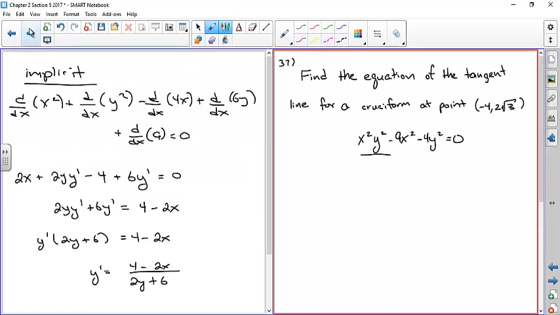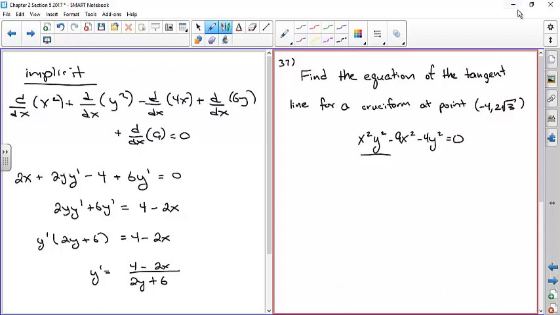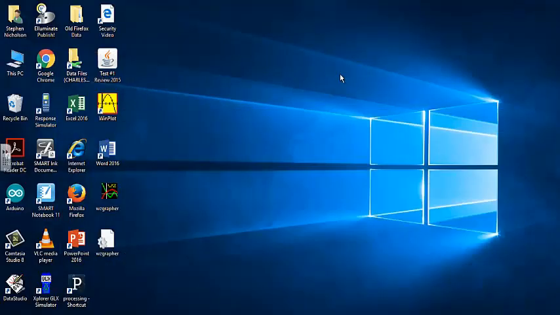And then the final thing is find the equation of the tangent line for the cruciform at the point -4, 2 times the square root of 3. So let's actually plot this thing out. Okay. So cruciform sounds like it's going to be a cross of some kind. So let's see if that's actually true or not.